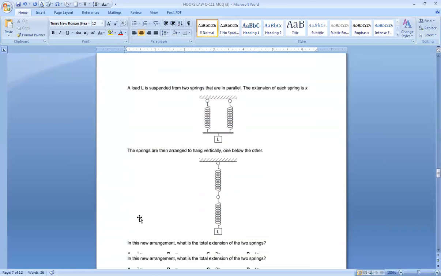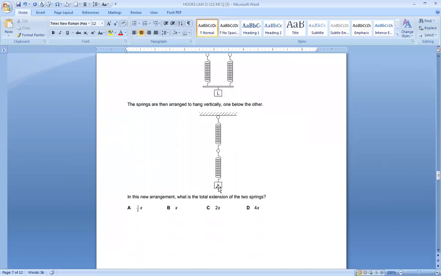Number 13. In the first diagram, two springs are together supporting the load L. Together they are carrying the load L. It means half of L is carried by one spring and half is carried by the other spring. So in both springs, the extension is x. Now we are putting the same load in the second diagram. The same load is attached to these two springs in this manner. In the previous diagram, both springs were supporting each other. They are carrying the half load. Now each spring is carrying the full load.